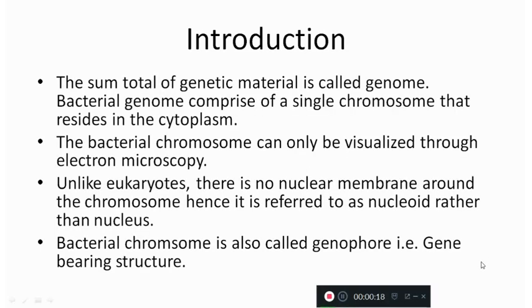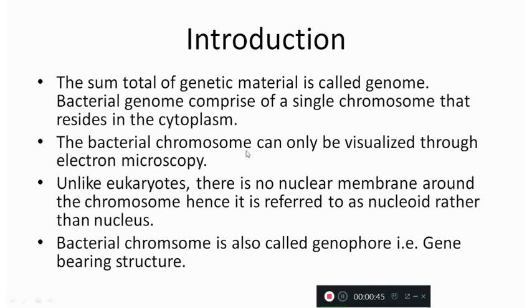Today we will talk about bacterial chromosomes. Bacterial chromosomes are an essential part of all bacterial cells. We know that the sum total of the genetic material is called the genome of a cell, and the bacterial genome comprises a single chromosome that floats inside the cytoplasm, along with the ribosomes and other cell organelles present in a bacterial cell.